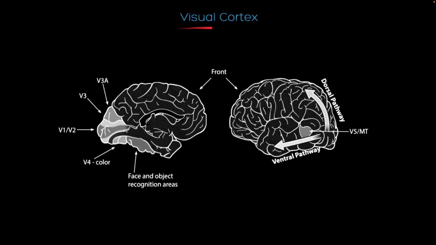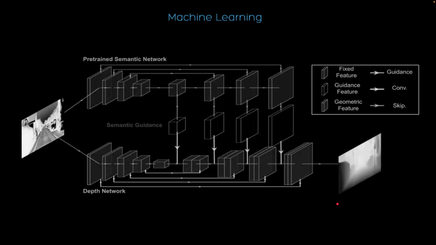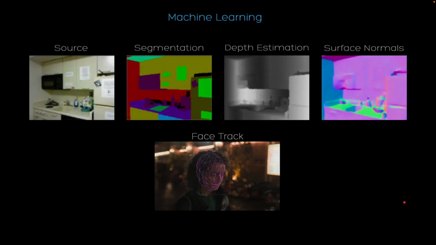The cerebral cortex has parts dedicated to higher stages of the visual process. Machine learning tries to emulate these processes capable of recognizing patterns that are repeated between different images. The algorithm training process is aimed at recognition of different visual characteristics, such as the segmentation of the image in its parts, the depth estimation, the orientation of the surface normals, or even facial recognition and their three-dimensional tracking.